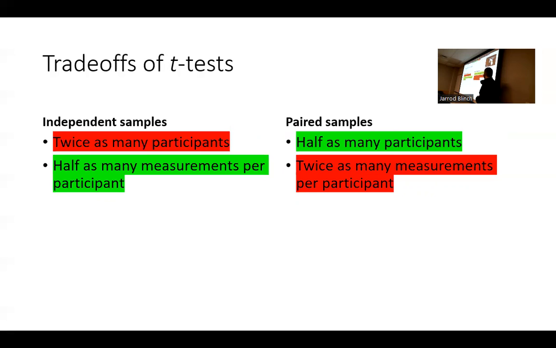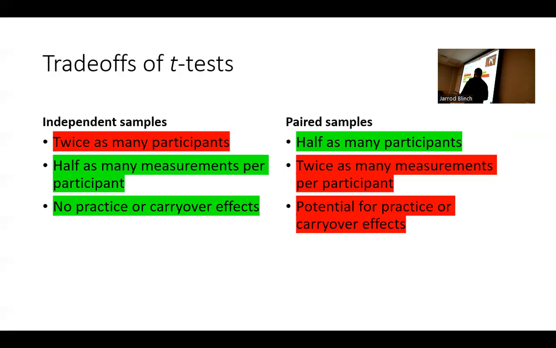Paired sample, each participant has to be measured twice. So, okay, I only need half as many people, but they have to do twice as much. So, you have to come in twice, once control and once experimental. Here, I'm going to have to find twice as many people, but they only have to come in once each. So that's a pretty good trade-off there.